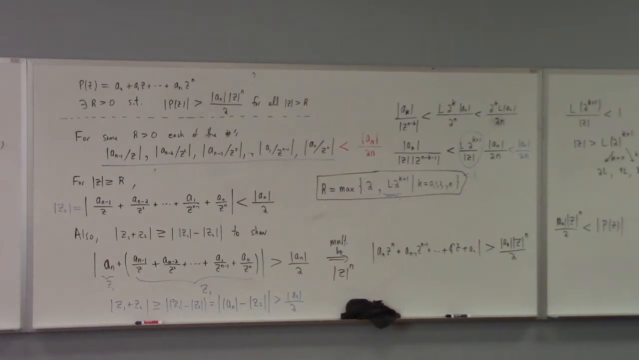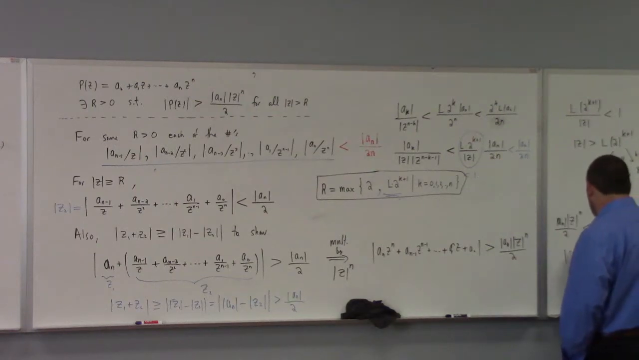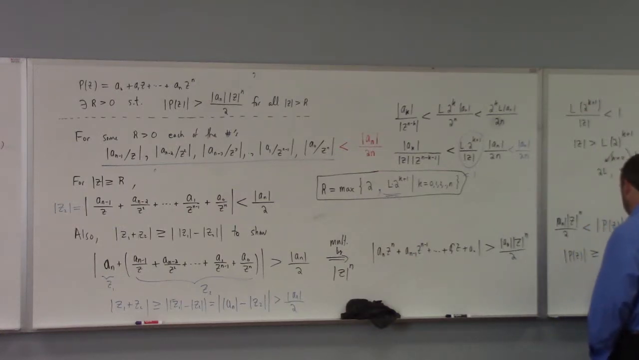Ah, yes, my inequality is the opposite way. So I think we should say there's a typo in problem 49. We want to say that the modulus of P of Z is greater than, you can throw equals if you want, it may or may not actually be possible, the modulus of A sub n over 2 times the modulus of Z to the n, right? And so in other words, we can think about this thing being the M that I talked about.